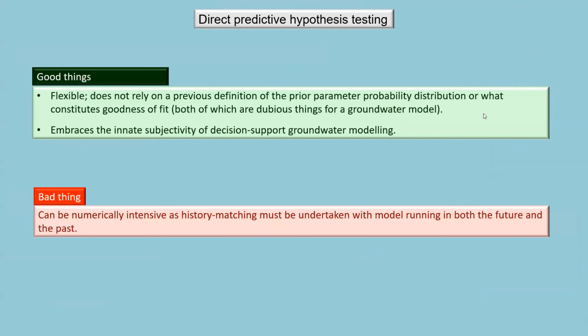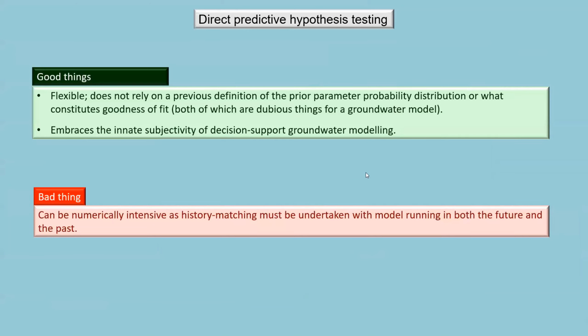So the good things about direct hypothesis testing: you go straight to the heart of the problem. You go straight to the bad thing you don't want to happen. You don't mess around with prior parameter fields which may or may not be suitable for a particular context, because most geological media are a lot more complex than the more simplified parameter fields we normally use in adjusting these parameter fields to satisfy calibration constraints.